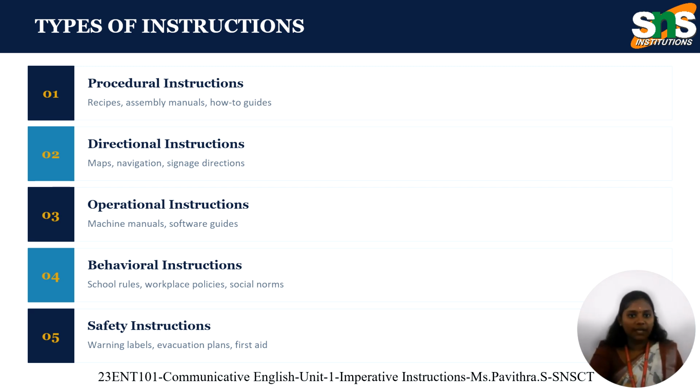The third one, operational instructions. These explain how to use equipment or software: machine manuals, user guides, and that's operational. The fourth one, behavioral instructions. These set rules for how to act. School rules, workplace policies, social norms, all behavioral. And the fifth one is safety instructions. These protect you from harm. Warning labels, first aid steps, all safety instructions. Each type has the same goal: tell someone clearly what to do.